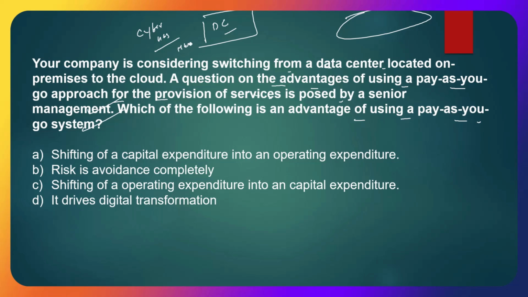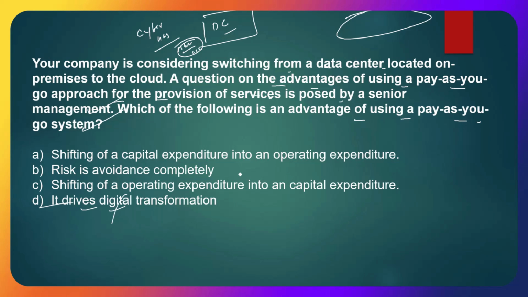Melvin is a cloud security consultant. They are deciding to migrate from the on-prem data center to the cloud, but one of the management people asks Melvin about a characteristic of cloud called the pay-as-you-go approach, a metered service. What is an advantage of going with that? We have to select the best option. We'll start from D as usual. It drives digital transformation, no.